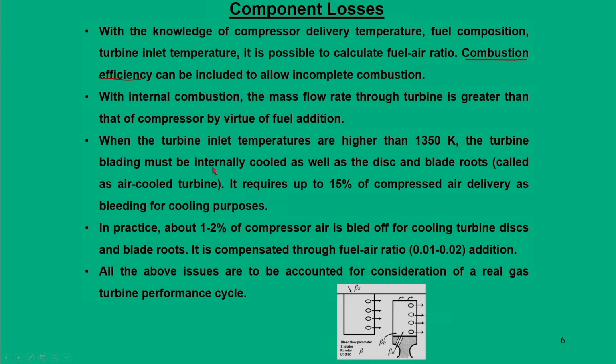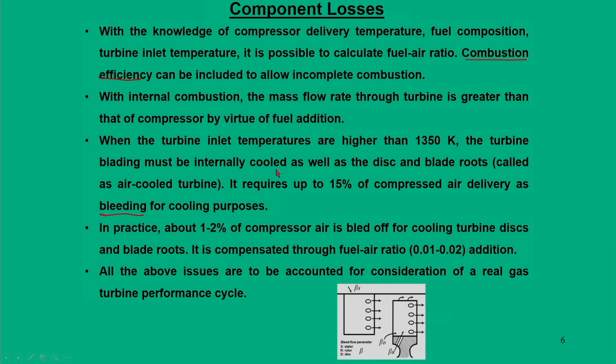So, internal cooling is allowed through the blade root. We call these air cooled blades. Now, where will this air come from? This air normally comes from the compressor. From the compressor, some of the compressed air is bypassed to the turbine just for cooling purposes. About 15% of the compressed air delivery goes as bleeding, and this phenomenon we call bleed flow. Why do we require this bleed flow? Just to cool the turbine blades.